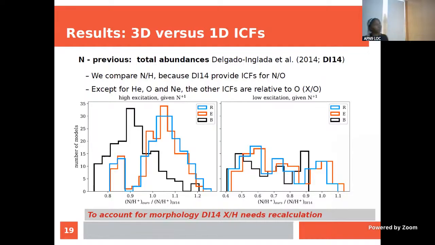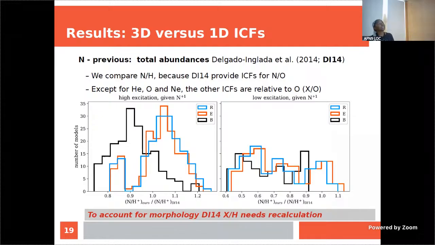In the case of Delgado-Inglada, it is much more complicated to do the same comparison, because they give ICFs not in terms of hydrogen, but ratios of the abundances of the different elements relative to oxygen. So it's much harder to compare. The comparison we do here is to see what you get at the end in terms of nitrogen if you use their recipes or ours. We see that they are more discrepant than in the other case, but anyway, within 10%.